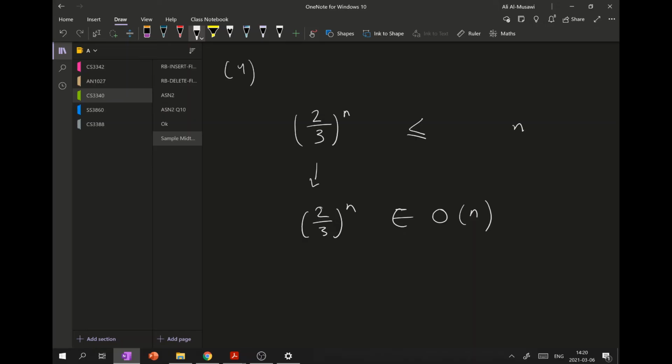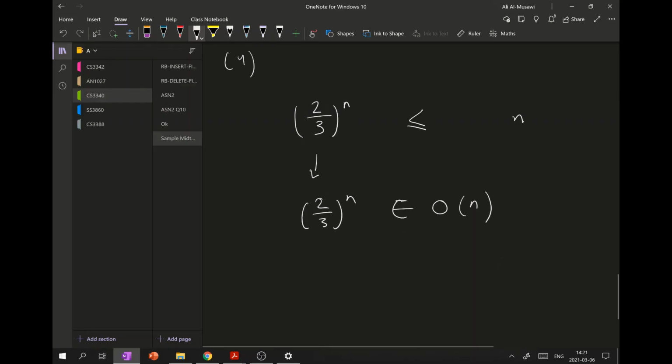So notice it's really important to look at whether a function is increasing or decreasing. We can't just say exponentiation is faster than multiplication and that's it. You have to think more. You have to think, well, as we exponentiate, does the number get bigger or smaller? If it gets smaller, then that's the opposite of what we want, okay? So that's why (2/3)^n is big O of n.